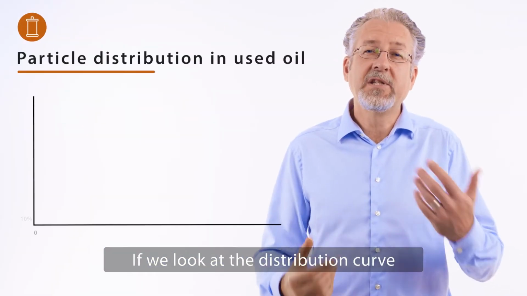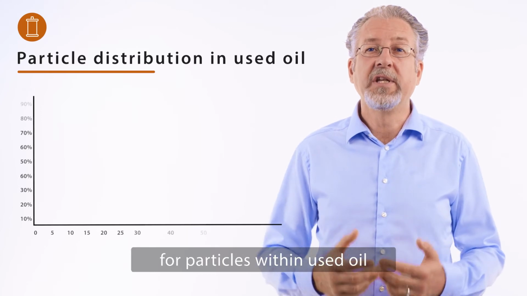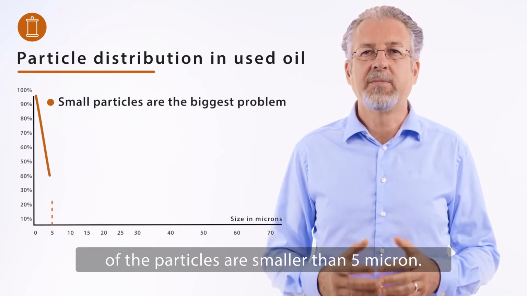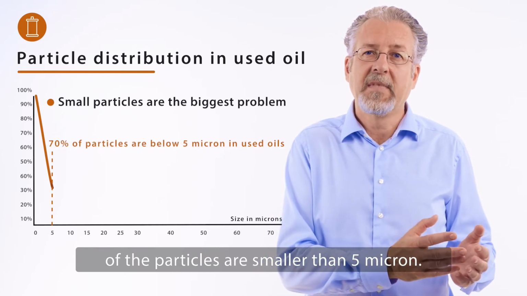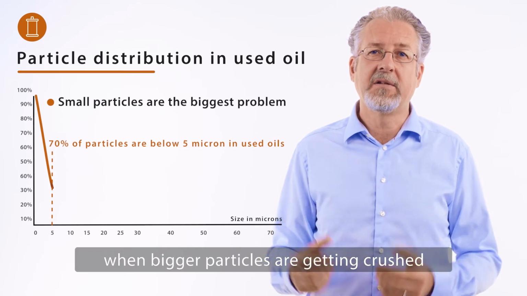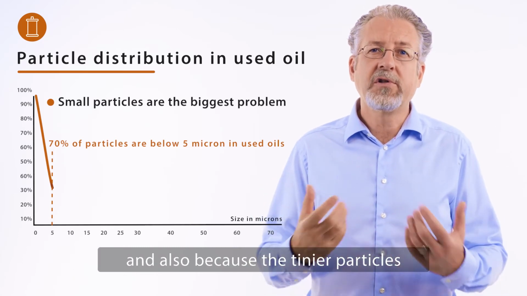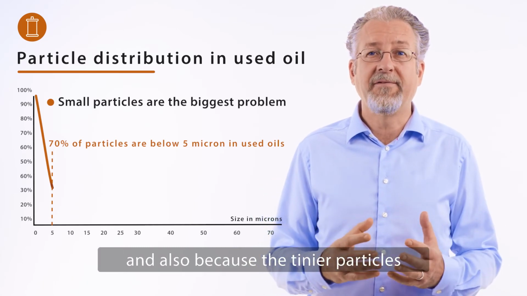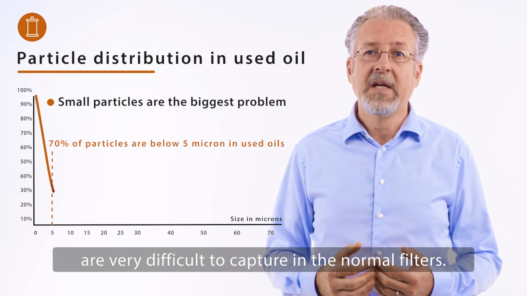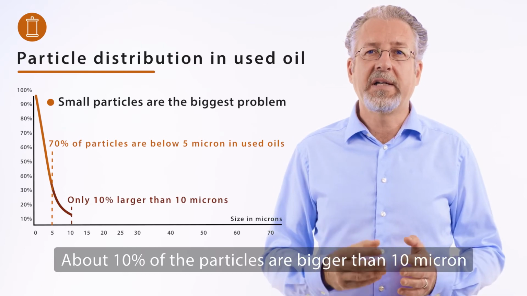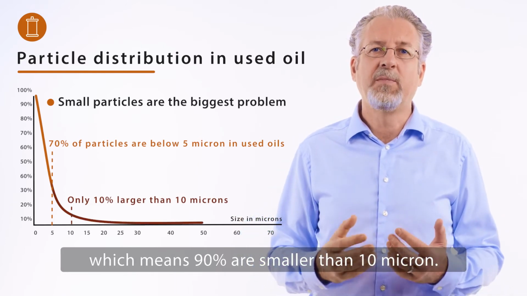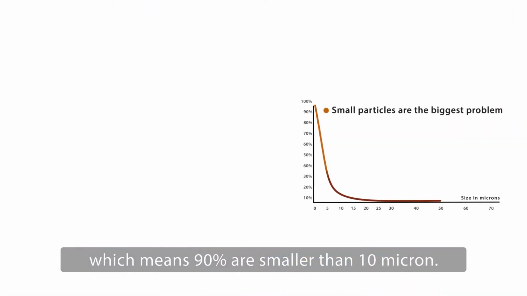If we look at the distribution curve for particles within used oil, you'll see that roughly 70% of the particles are smaller than 5 micron. This is because smaller particles are being created when larger particles are getting crushed, and also because the tinier particles are very difficult to capture in the normal filters. About 10% of the particles are bigger than 10 micron, which means 90% are smaller than 10 micron.